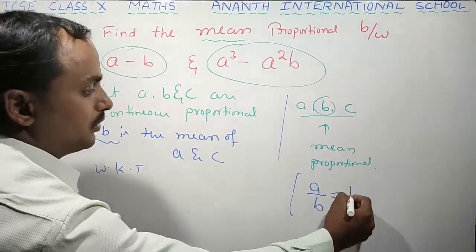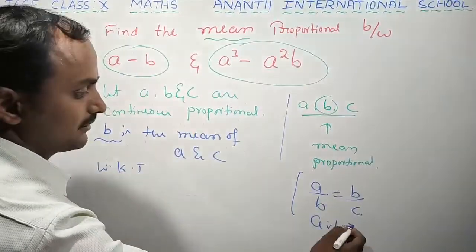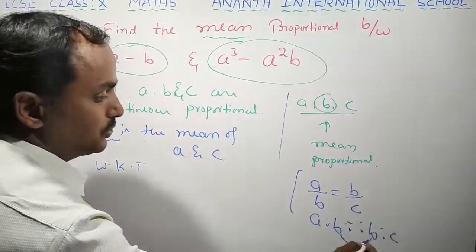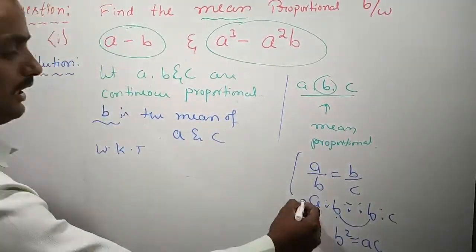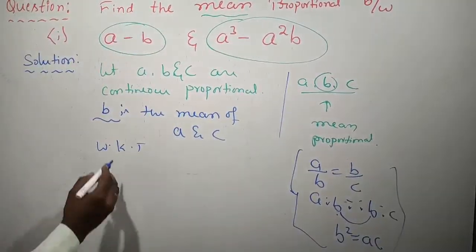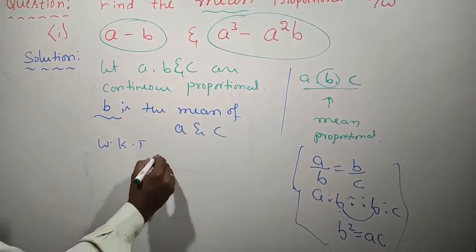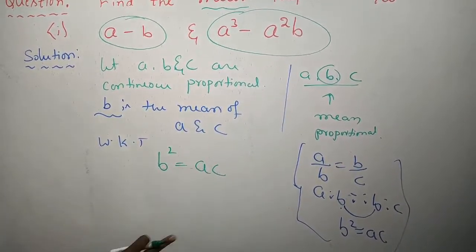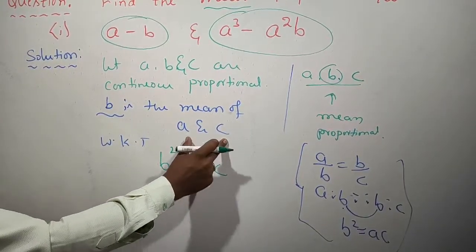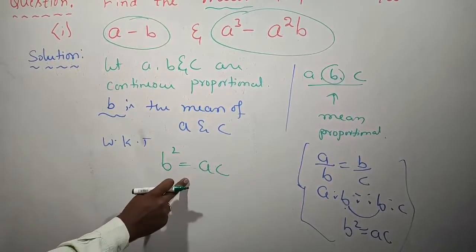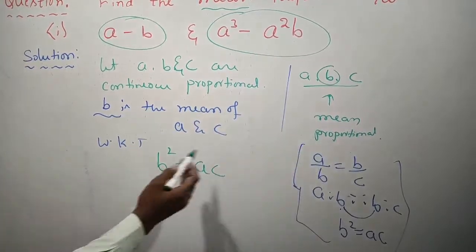A by B is equal to B by C, otherwise A is to B as B is to C. These two B and B are the means, and the product becomes B square is equal to AC. Understanding children? This method I am using: B is the mean between A and C means we write B square is equal to AC. Product of means is equal to product of extremes. Product of the extremes, the first and third, is equal to the square of the mean term, children. Understanding, children? For three quantities in mean proportion, we write it by this method.